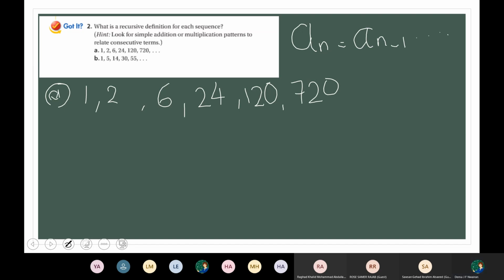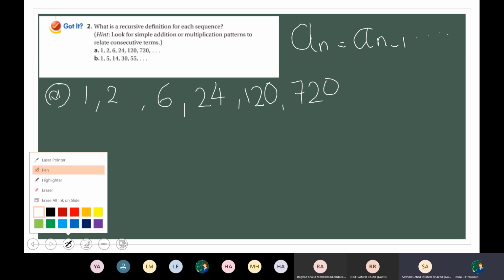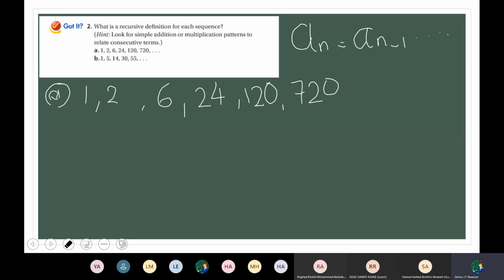The recursive definition, I need to find a relation between the term and the term that comes before it. 1, 2, 6. So here I want to find a relation between each two numbers. Let's try now to subtract them. 2 minus 1 is 1. 6 minus 2 is 4. 24 minus 6 is 18. Is there any relation between these numbers?